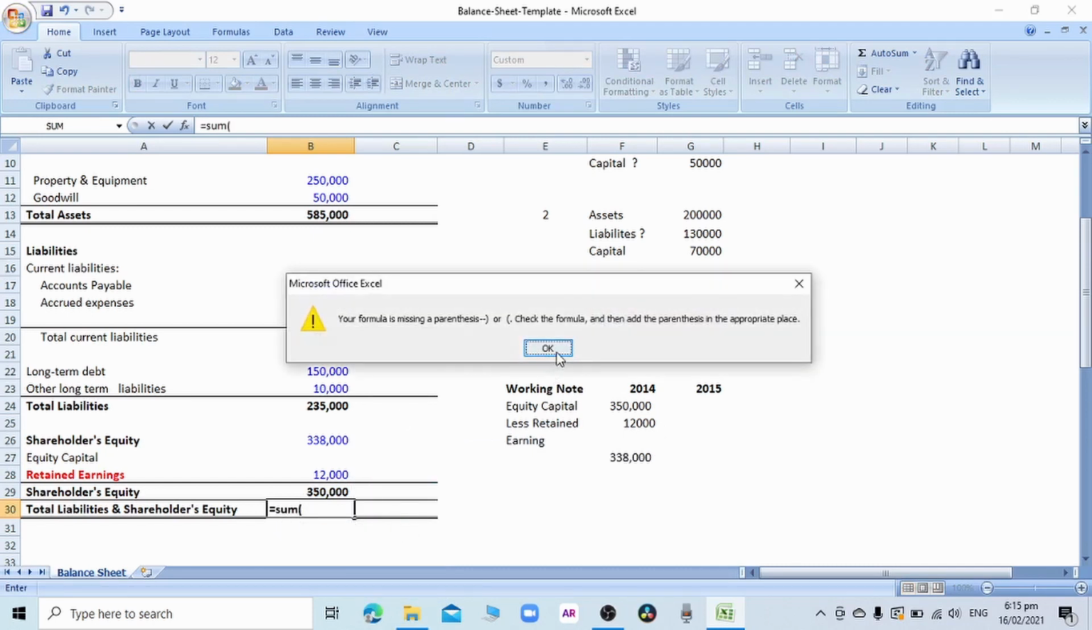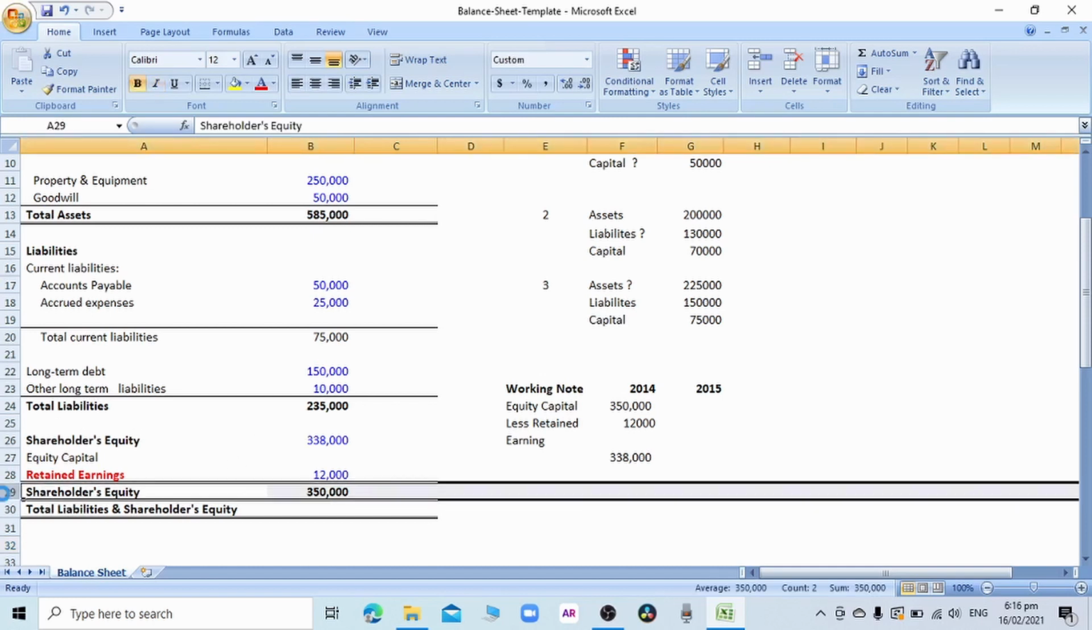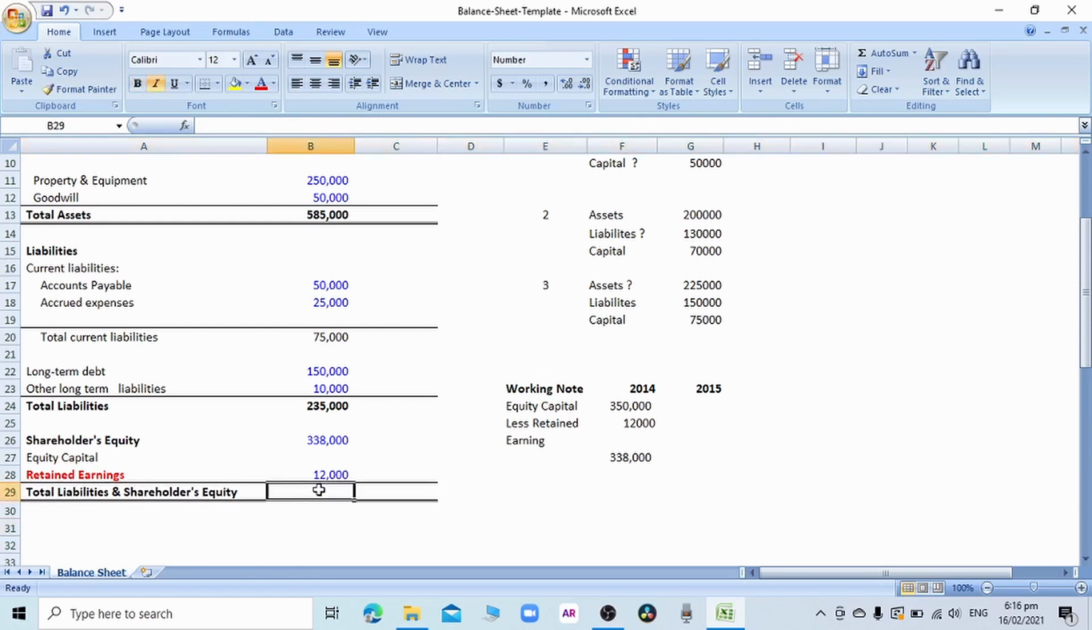Come on, what's going on? What did I do? Okay, just wait for a while. I put the shareholder funds here and there as well, so I need to remove this line for you. Yeah, okay, now we can do that.